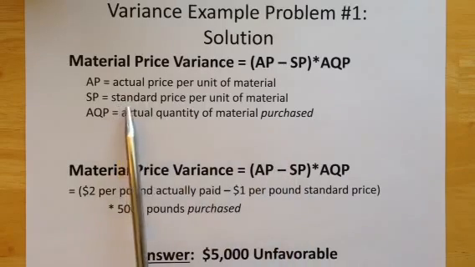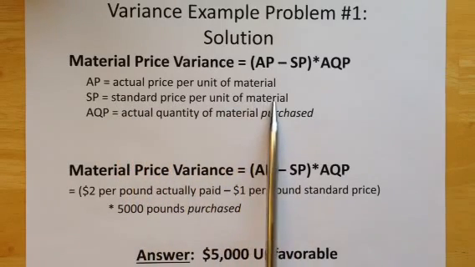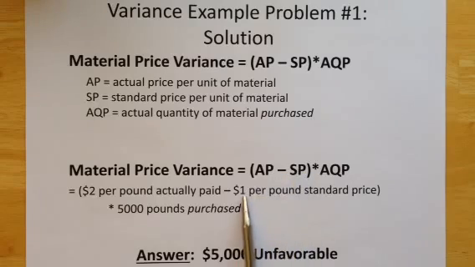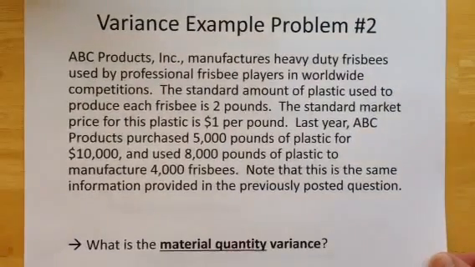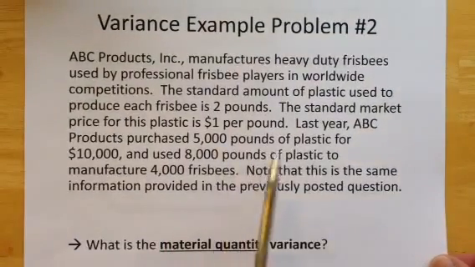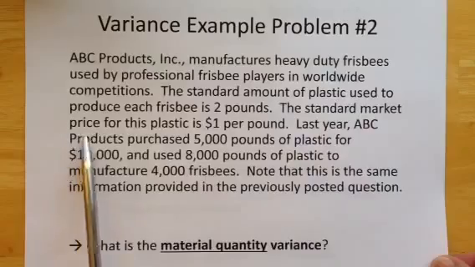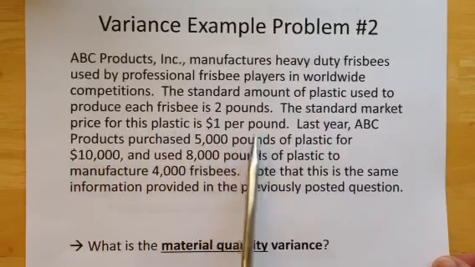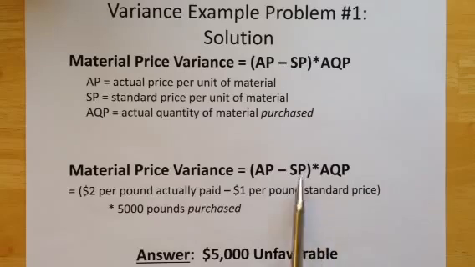What's that? The standard price per unit of material. In this case, the price per pound for plastic that we expect to pay. We plugged in for SP $1 per pound for the standard price. Where did we get that value? That was simply given to us in the data. The standard market price for plastic that we use is $1 per pound. That's what we expect to pay, and we plug that in for SP.